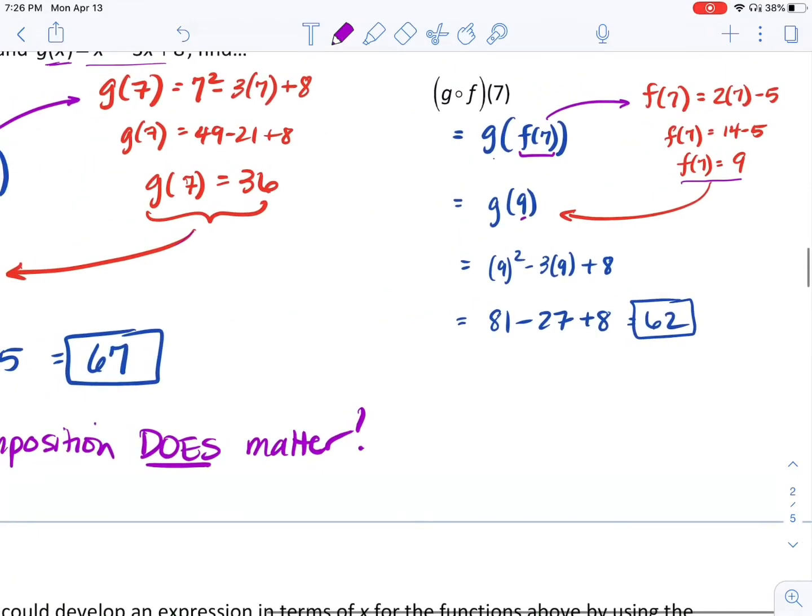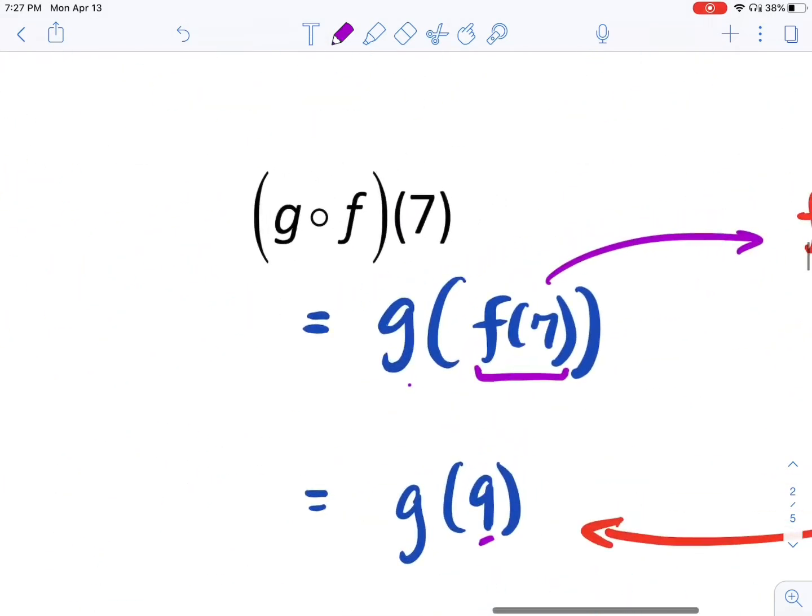Note that those are not the same value. This should be convincing evidence that, at least in this broad general case, order does matter in composition. Which function you evaluate first does matter, and it always should be the second function that you're evaluating at that x value of 7 first, or that x value first.